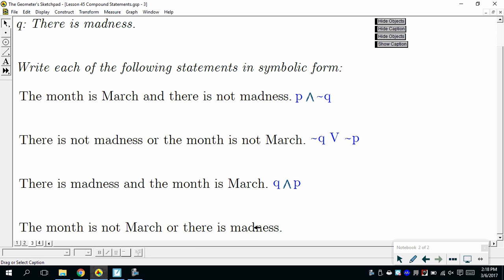And I want you to try the last one, so pause here and write this one in symbols. So the month is not March, that's not P. We put the V for or. There is madness, Q. So it should look like this.